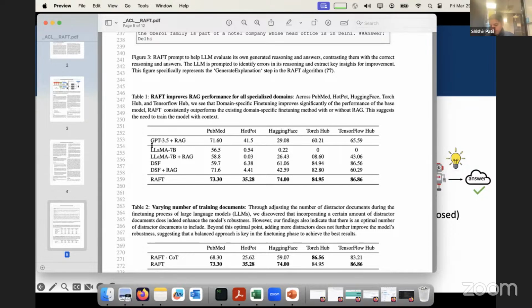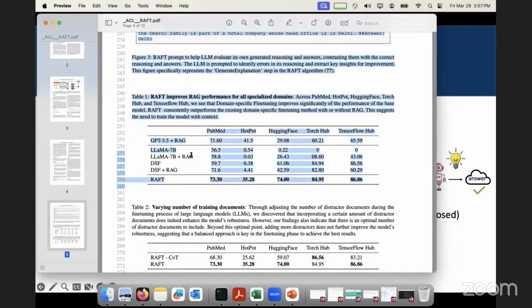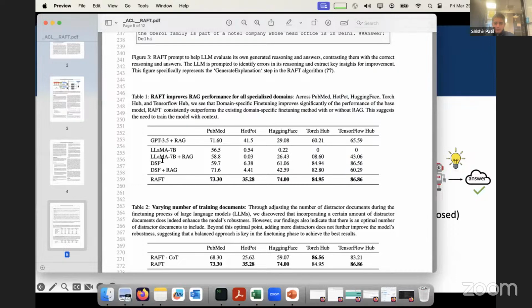Yeah. I think I've answered the first part of your question. Maybe the second part is still TBD. So this is where you're using GPT 3.5 and RAG. This is an open source model. This is if you were to do RAG plus open source model, this is just fine tuning. And this is fine tuning at train time, RAG at test time, versus doing RAFT. So you can see that there's performance benefits across the medical domain.